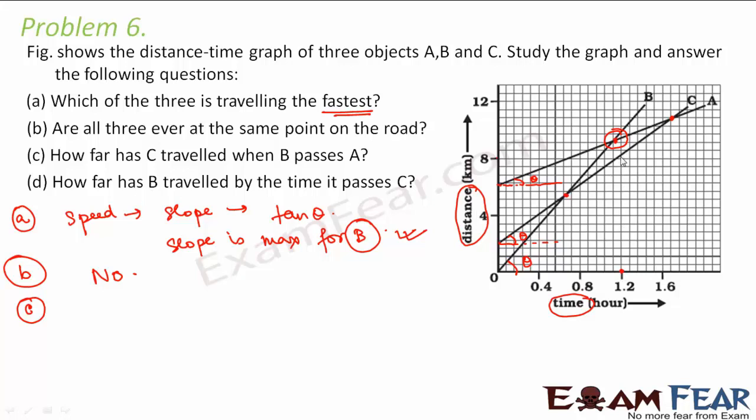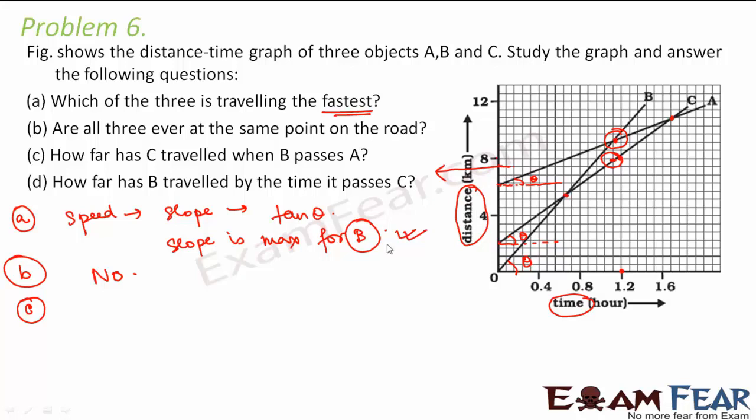So if you look at the plot of C, this is C. I'm sorry. So this is where C is. This point denotes where C is. So corresponding to this point is this much distance. So C has traveled this much distance.